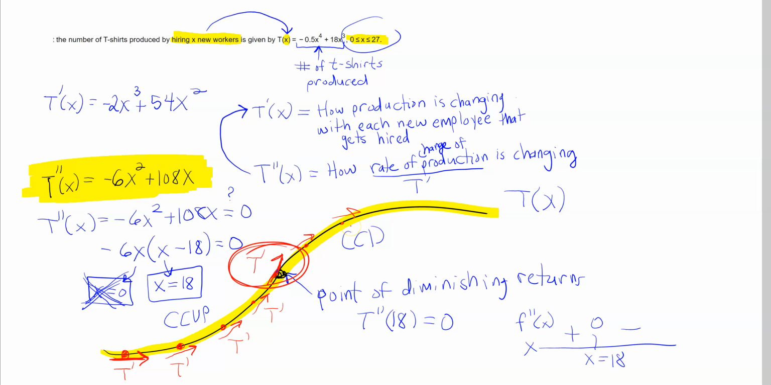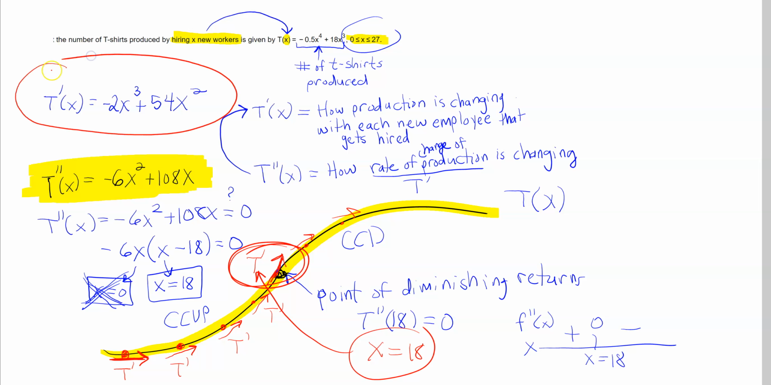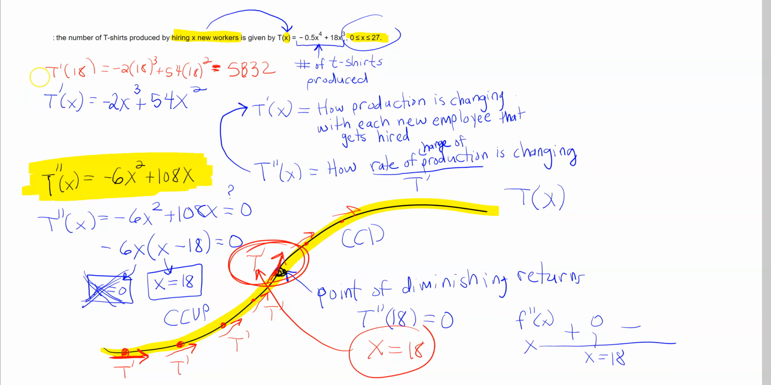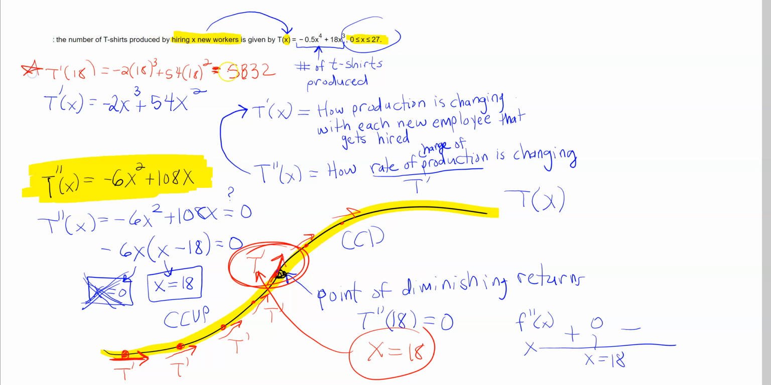So if I want to know the maximum rate of change, I'm going to take that point of diminishing returns when x was 18, and I'm going to plug it in to the first derivative to calculate the slope of that tangent line, to calculate that rate of change, that steepest point on the graph. And that'll be my maximum rate of change of the function. So I'm going to plug 18 back into T prime and see what I get here. Okay, so when I plugged it in, I got an output of 5,832.